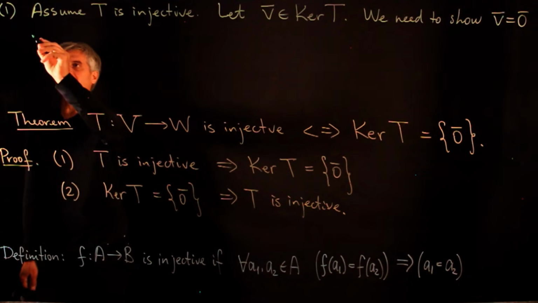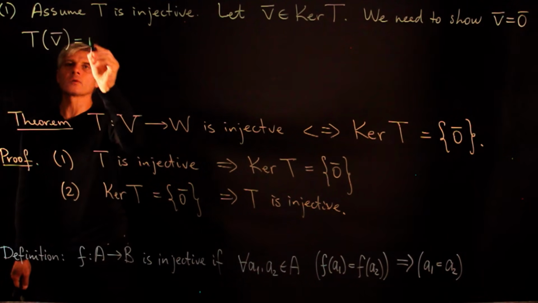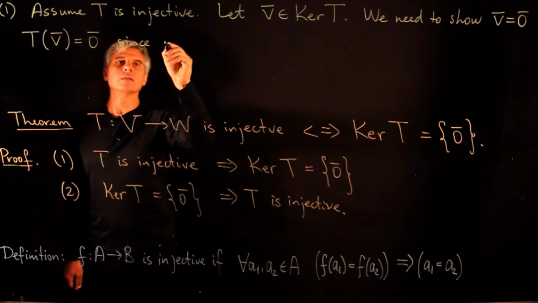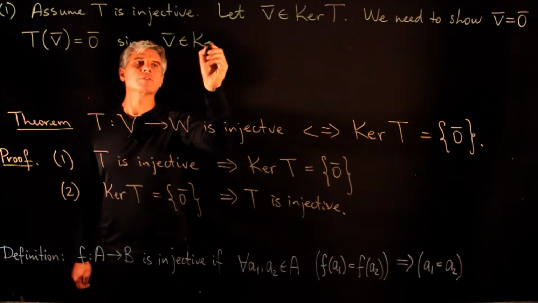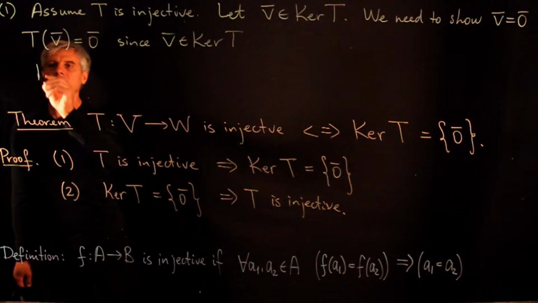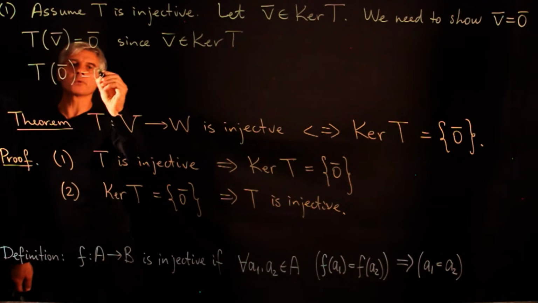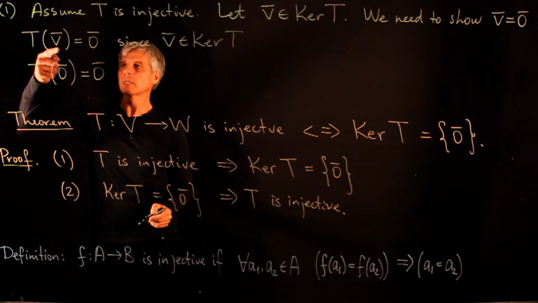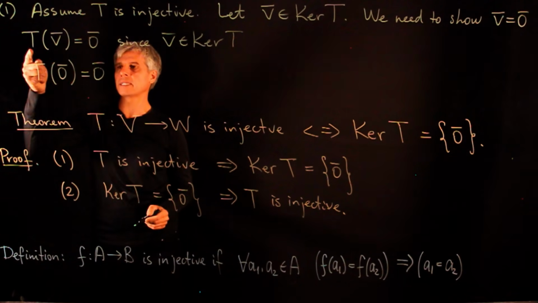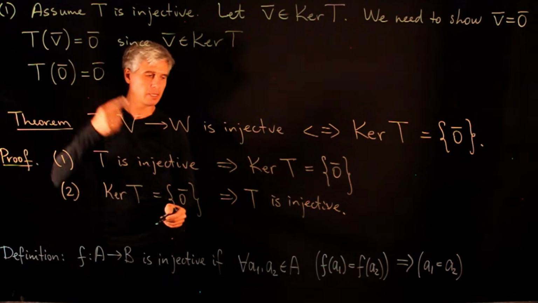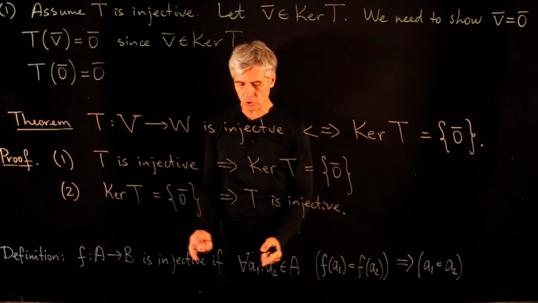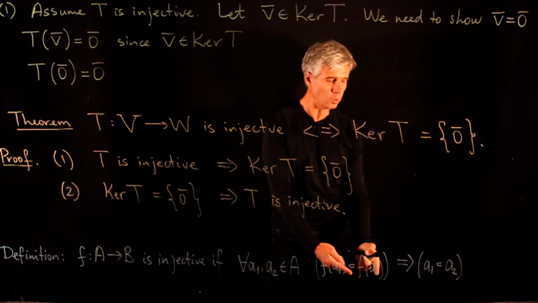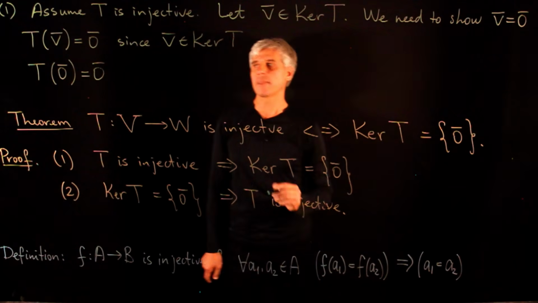So now, what do we have? We have that T of V is equal to 0 by definition of the kernel, right? Since V belongs to the kernel of T. But we also know that T of 0 is also equal to 0, right? And now we know that V is being sent to 0 by T, and 0 is being sent to 0 by T. And T is injective, so we have this property that if f of A1 is equal to f of A2, then A1 is equal to A2. And that's what we have exactly.